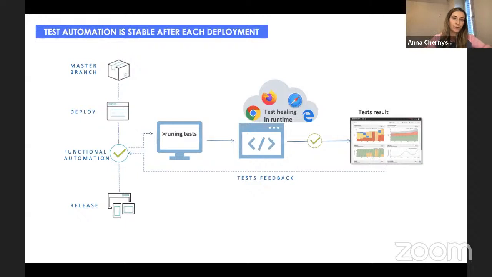So if we take a look at the deployment process, we want to run our functional automation after the deploy, run our tests on the remote environment, enable self-healing there. And after our test run, we will have a report with the results, and we want these tests to be stable and to show us the real quality of our product, but not the quality of automation tests.